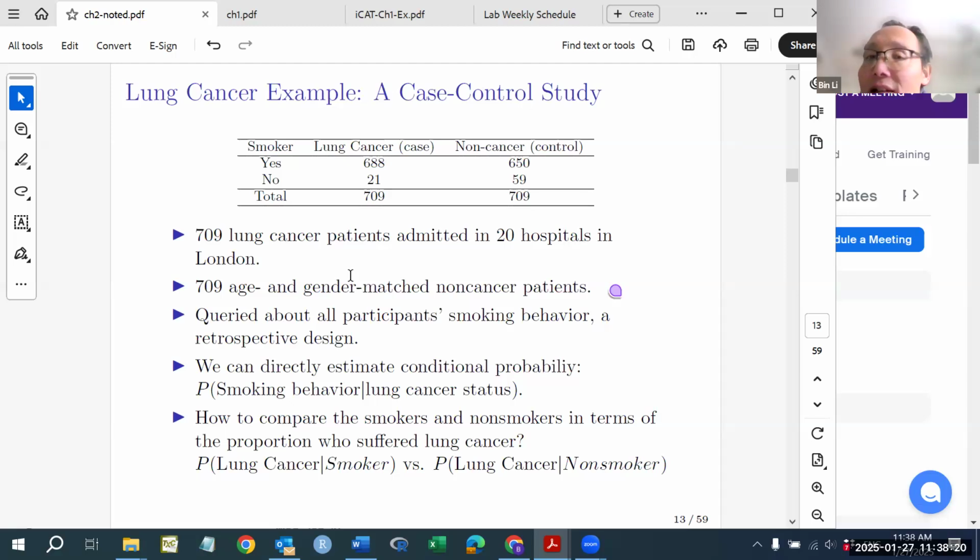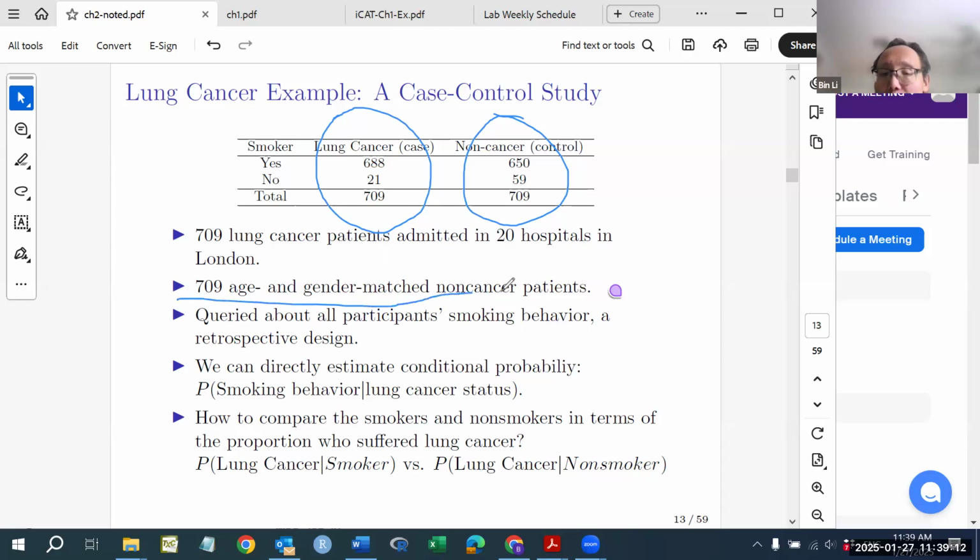So let's see a case control study. In this study, we have 709 lung cancer patients admitted in 20 hospitals in London, and we have 709 age and gender matched control subjects. Okay, so these are all the 709 cancer patients from 20 hospitals, and these are the matched control subjects. And you may ask why we need to do that. Because that can remove lots of confounding effects from different factors that we missed.